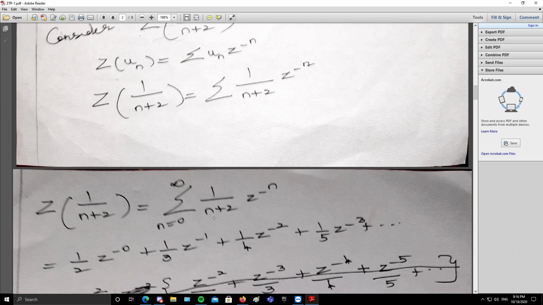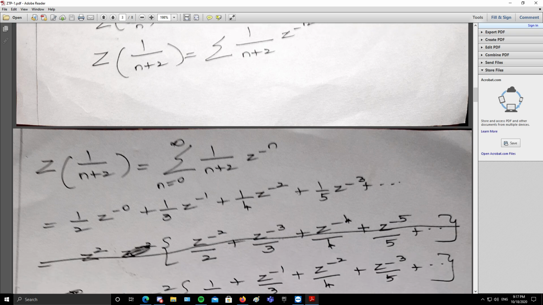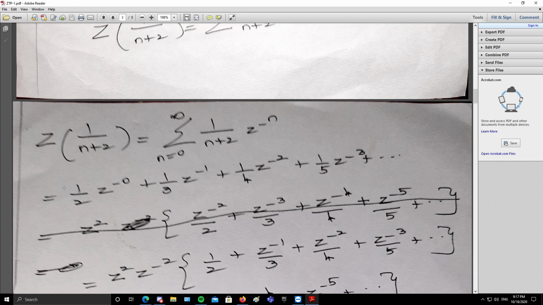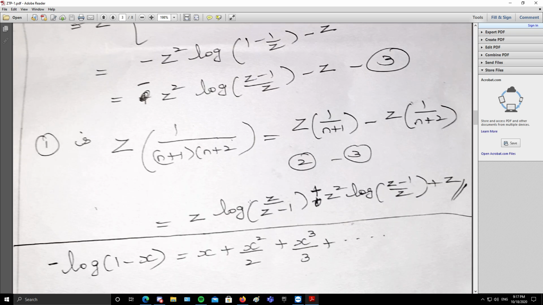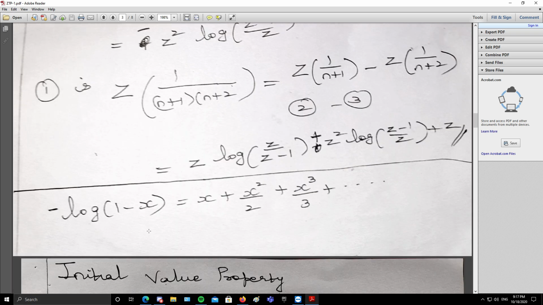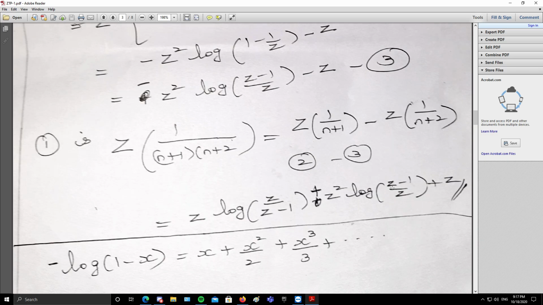So you expand the summation. When n is 0, half z power minus 0. When n is 1, 1 by 3 z inverse. When n is 2, 1 by 4 z power minus 2. When n is 3, 1 by 5 z power minus 3 plus etc. So now all the terms are positive, and you don't have factorial in the denominator, that means it will belong to the standard logarithmic series. So what is the standard logarithmic series? Minus log of 1 minus x equals x plus x square by 2 plus x cube by 3 plus etc.